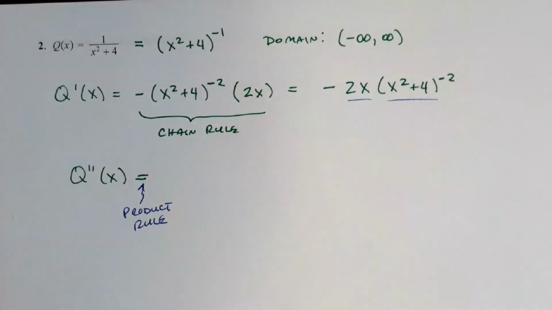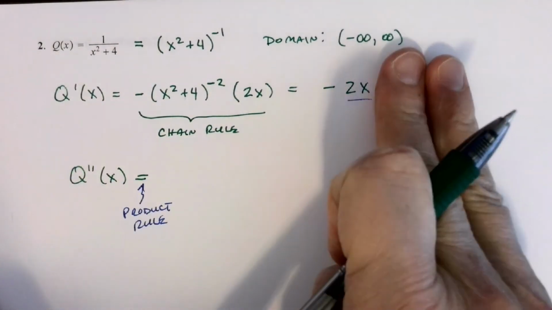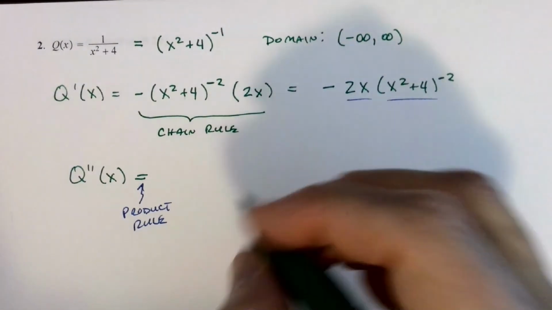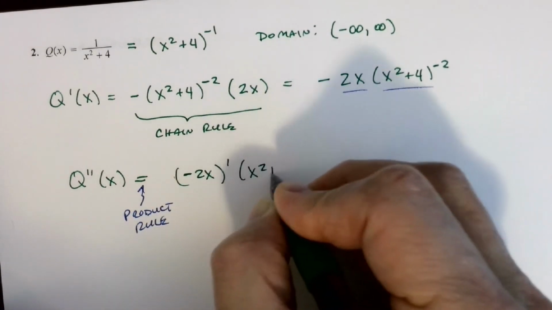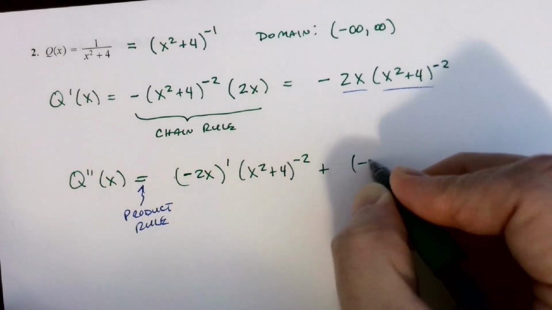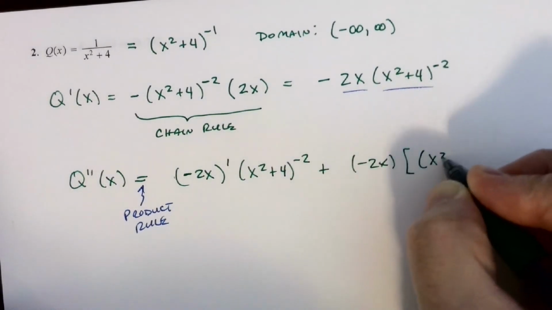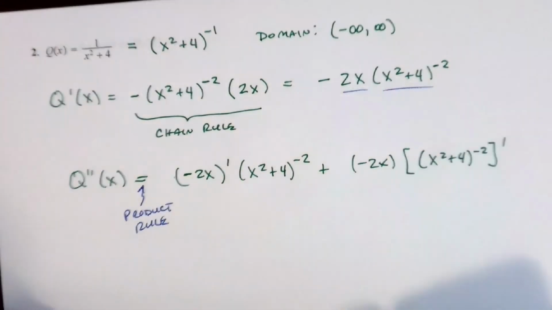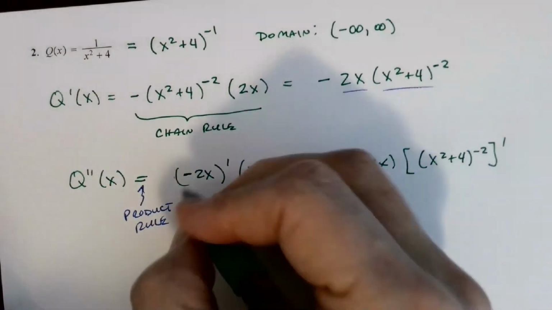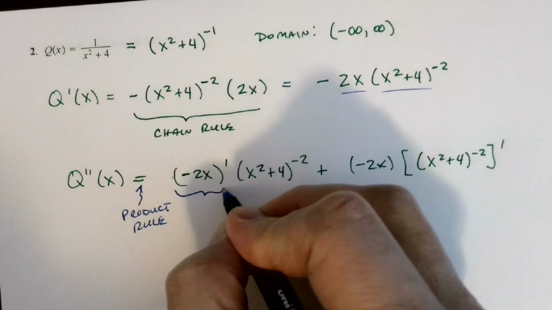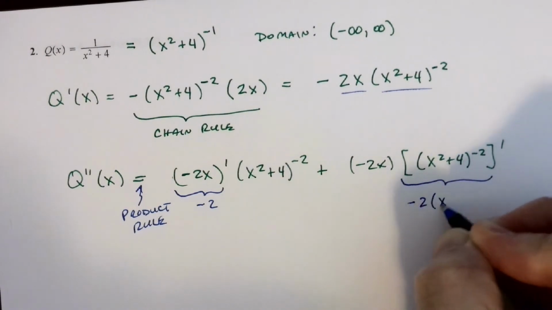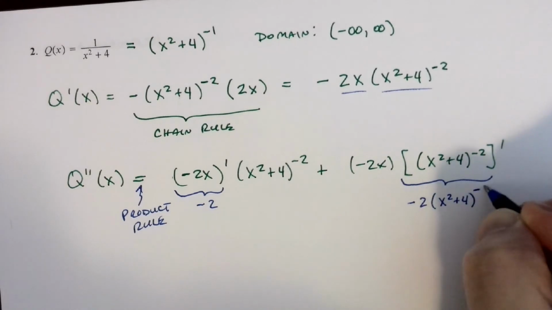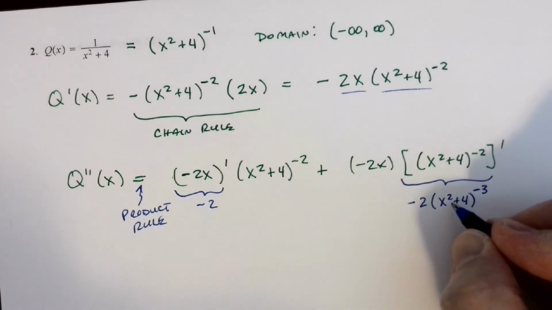You can't forget that. There's a couple of you that kind of let that slip. Make sure you're clear. You have to take the derivative of one times the other, and then vice versa. So let me just write this out. Negative 2x, take the derivative of that, plus the derivative of the other. Now there's the chain rule in here, so the product rule. The derivative of negative 2x is easy, that's just negative 2. What's the derivative of this thing? Well, that's by chain rule, so negative 2 times x squared plus 4 to the negative 3, subtract 1, and then times the derivative of what's inside, that's 2x.